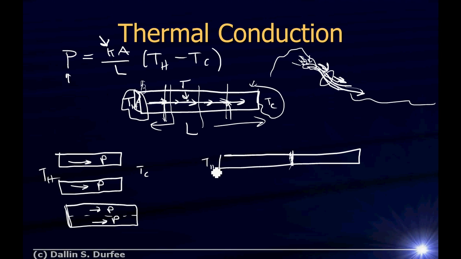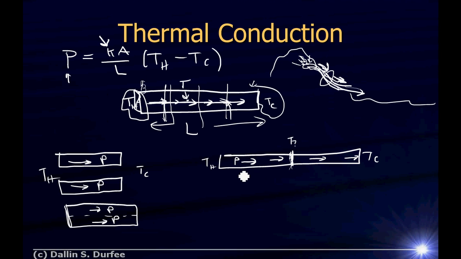So I have temperature hot here, I have temperature cold here. What's the temperature right here? Halfway in between. Well, let's think about this. We're in steady state. That means the power flowing here is the same as the power flowing here, as flowing here, as flowing here. So I have the same power flowing through the two rods.